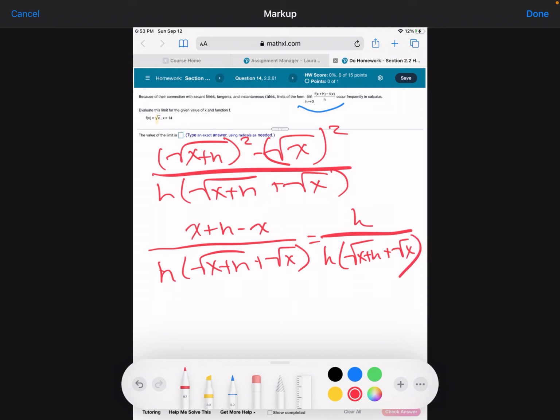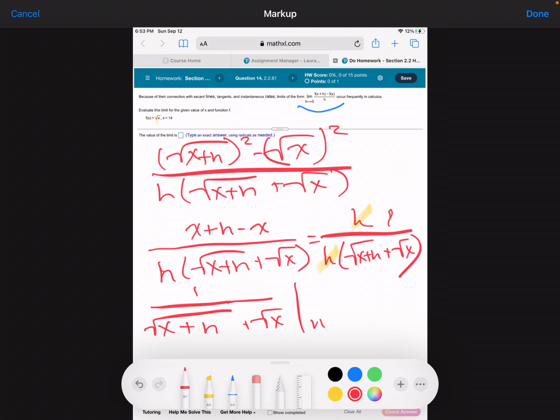And now those h's divide out. Keep in mind, they're dividing out, not canceling. There's a 1 on top there still. Oh, I made that very big. So now it looks like this. Let's try plugging the h in again.